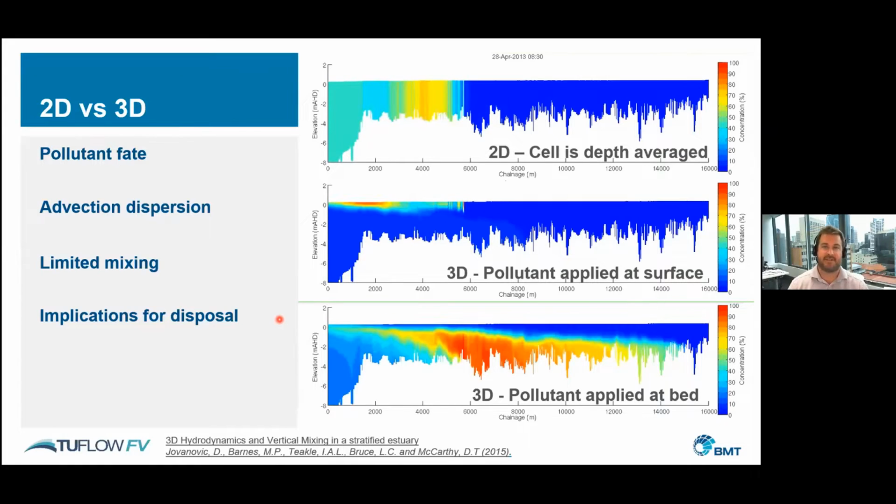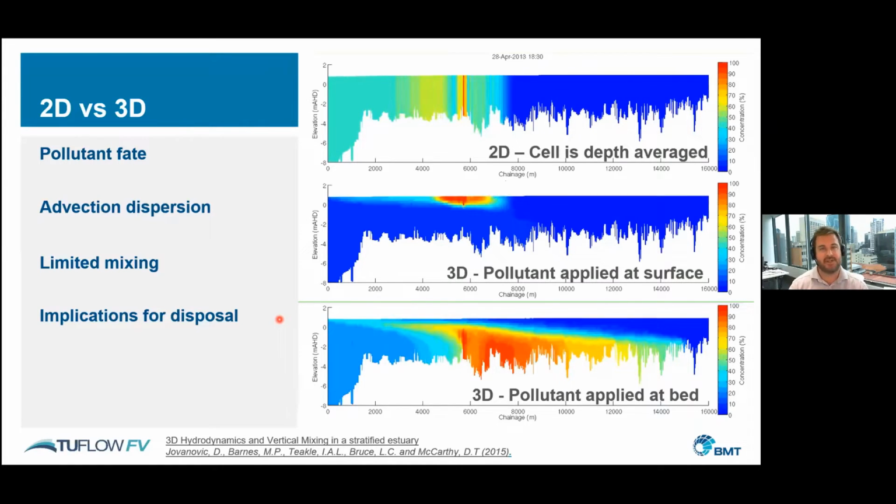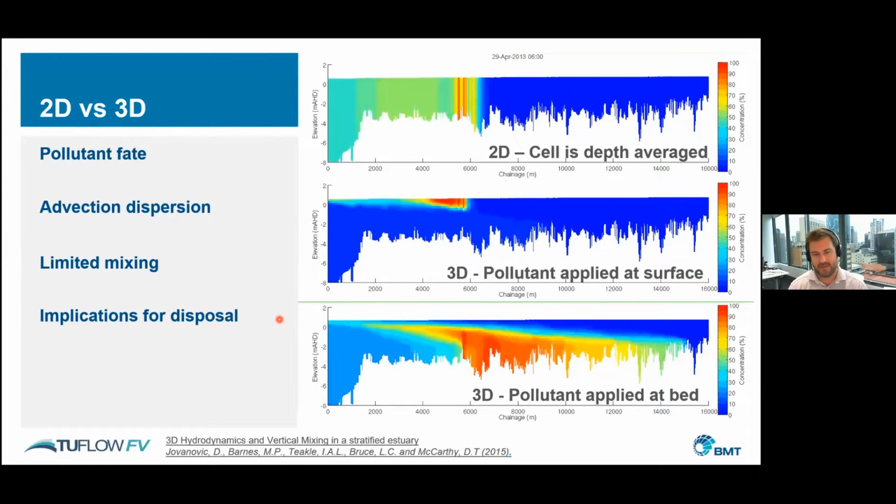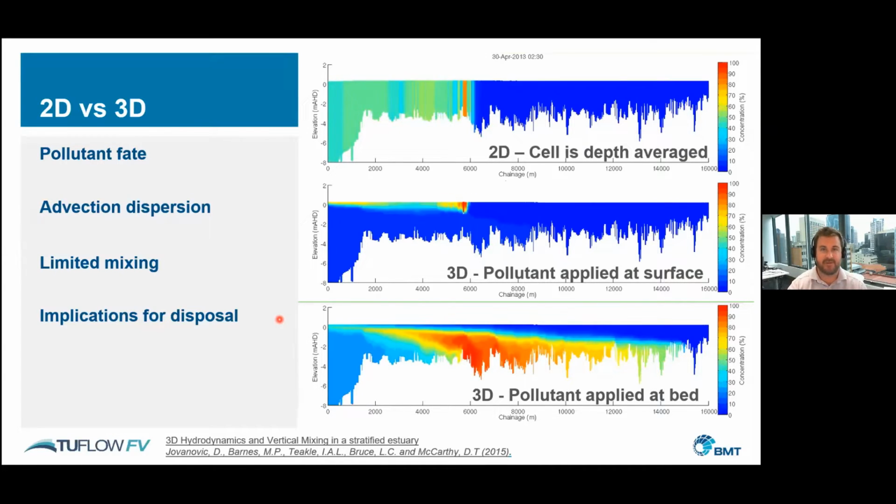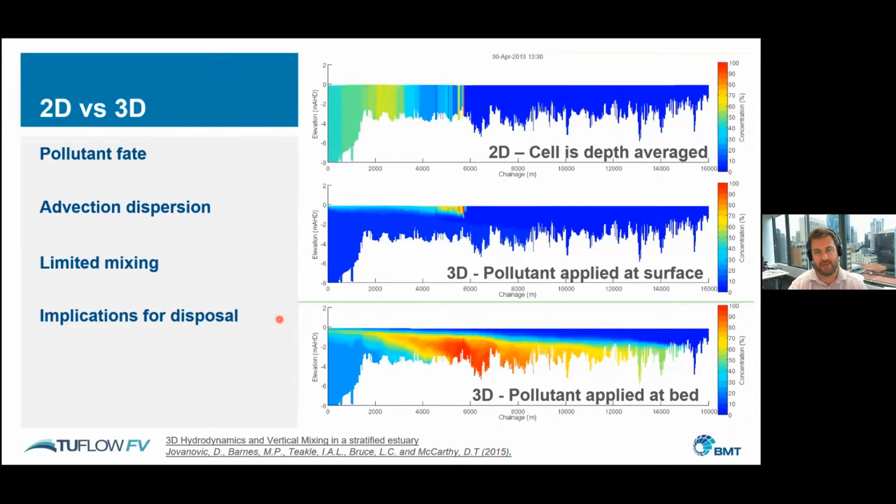The real problem comes if you put that same contaminant into the bottom layer, it just sits in that salty saline water and just continues to concentrate. And so having that 3D knowledge of that system has a massive impact on how we might dispose of a contaminant.